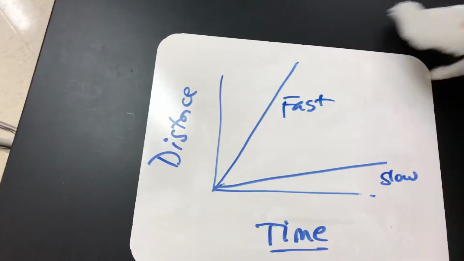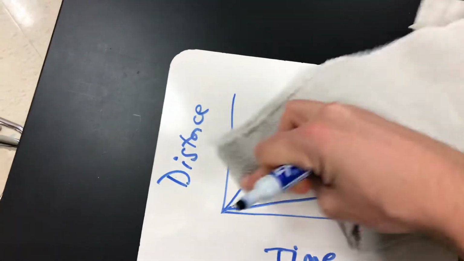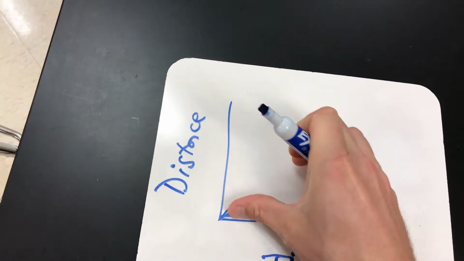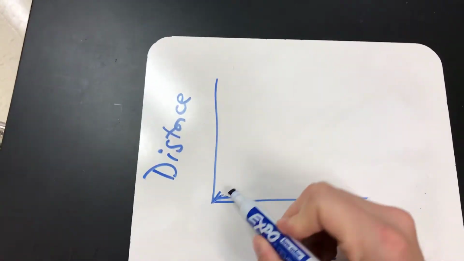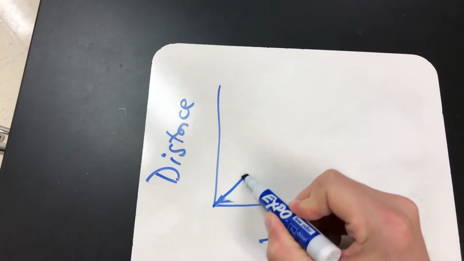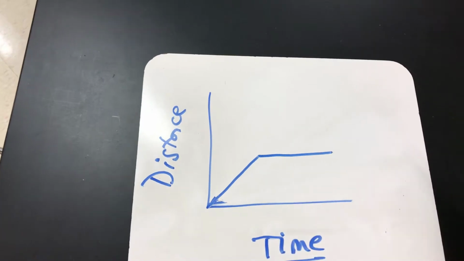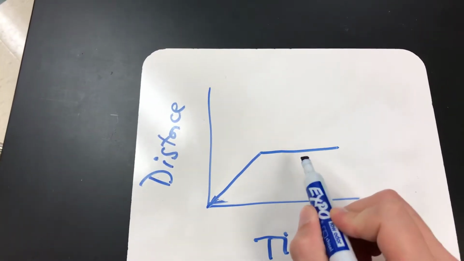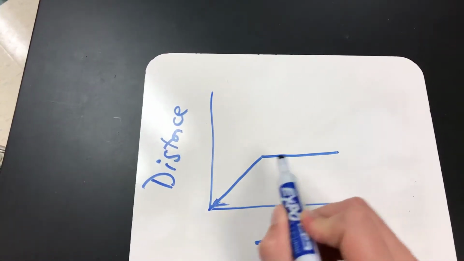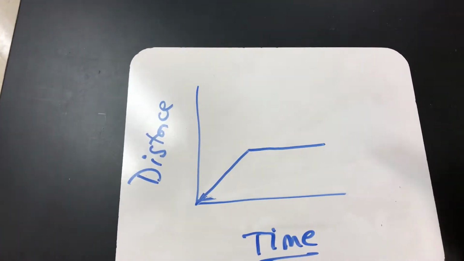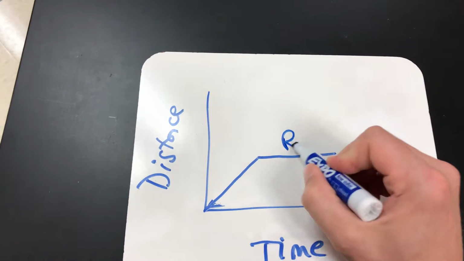And then if you see 2 more things, if you see a line that starts, let's say it's going at a steady pace, and then it goes flat. A flat line indicates that there was no motion, so the distance isn't changing during this time period. If the distance isn't changing, that means that it's stopped, it's at rest.